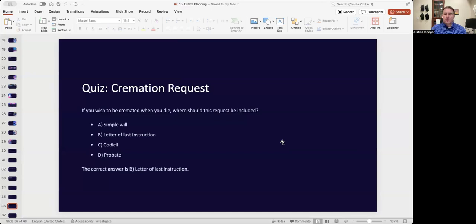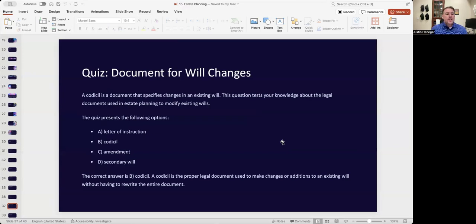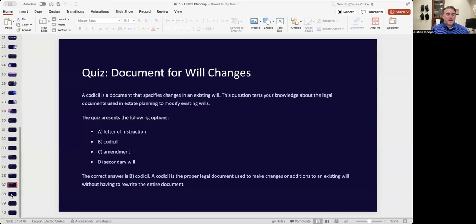Okay, what about a codicil? Remember, a codicil is a change of a small feature of the will. And probate, of course, is the court process by which a will goes through. So in this case, it's the letter of last instruction. A codicil is a document that specifies changes in an existing will. Okay, so the quiz presents the following options. I'm not sure what this question is about, but the answer obviously would be a codicil. It's a proper legal document used to make changes. I'm not sure what I was thinking when this slide was created. Forgive me.